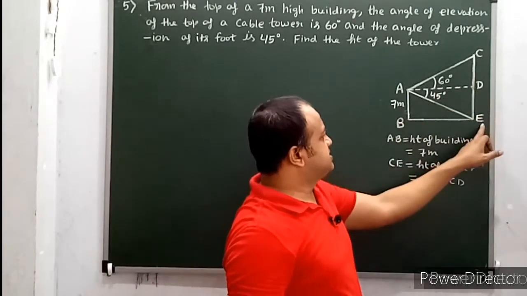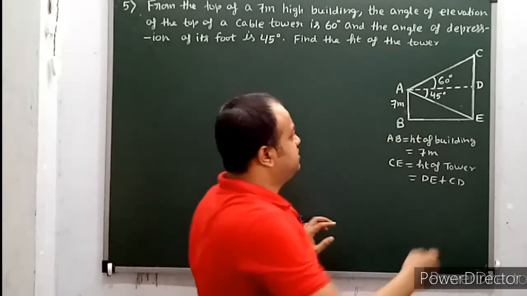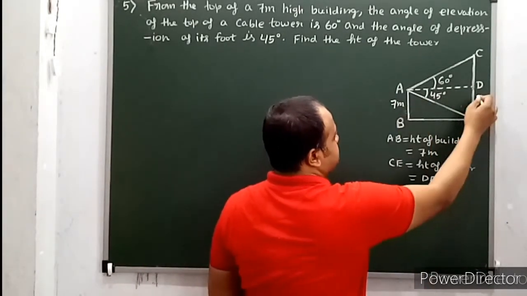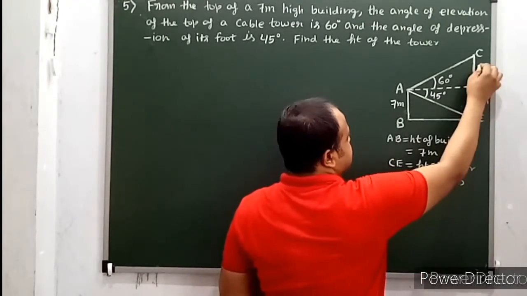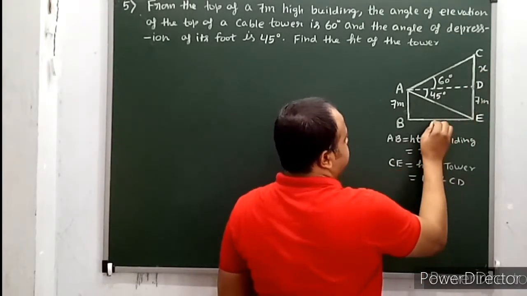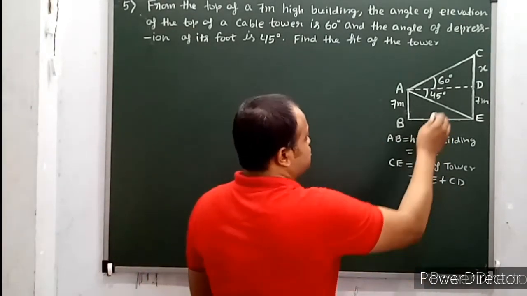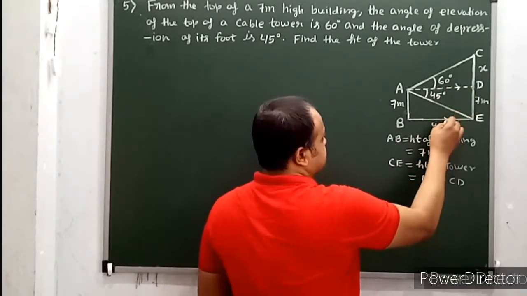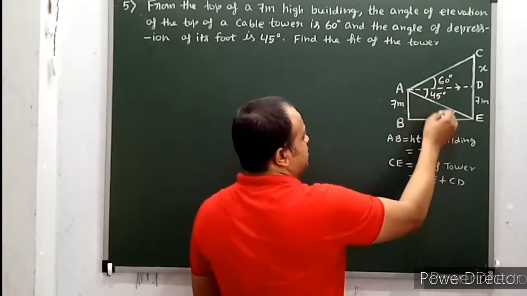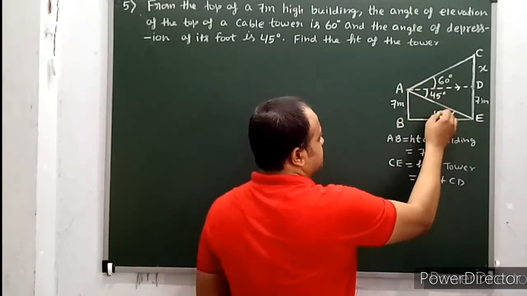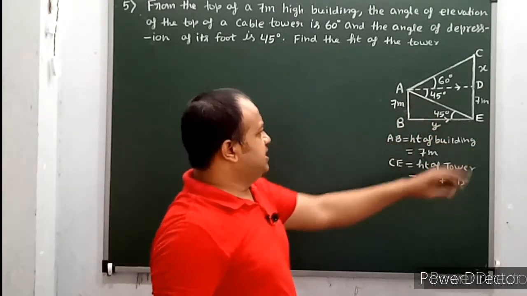Now, I need to find CE, that is I have to find CD. DE we already know, DE is equal to 7 meter. So, suppose I take CD as X and BE as Y, then we can easily find. Now, these two lines, AD and BE, are parallel lines. Therefore, angle AEB will also be 45 degree, alternate interior angles. Now, we will deal with triangle ABE first.